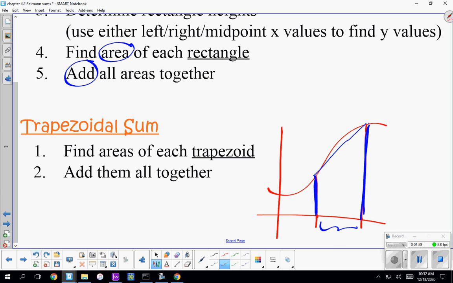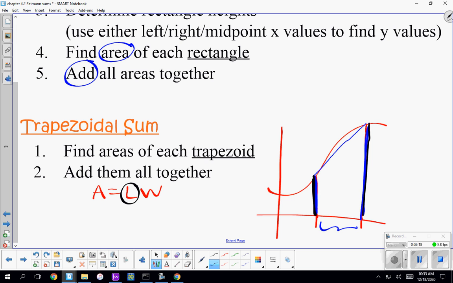And then don't panic about area of a trapezoid. A trapezoid is kind of just like a fancy rectangle. The area of a rectangle is length times width. In this case, we actually have two lengths. So you can see here, each trapezoid has two lengths, so we need to just average them together.